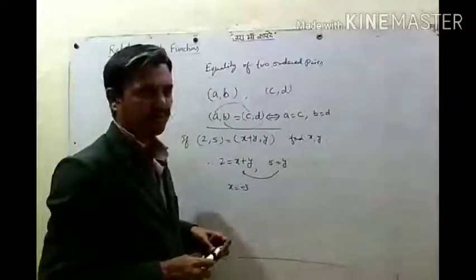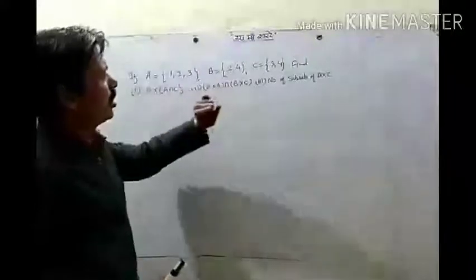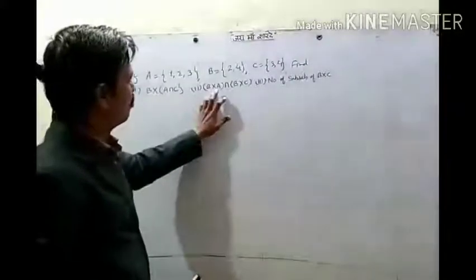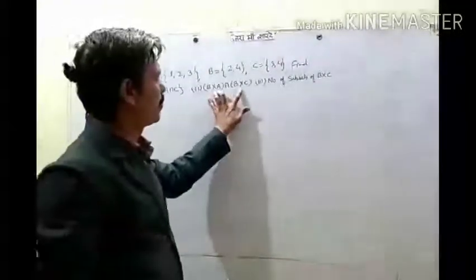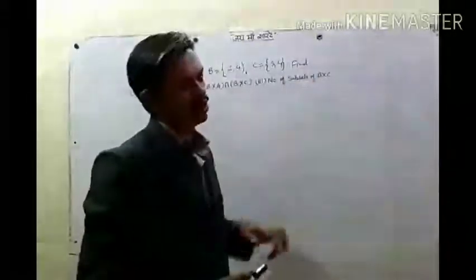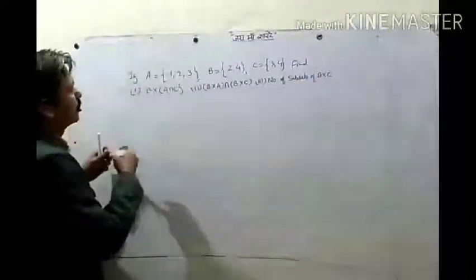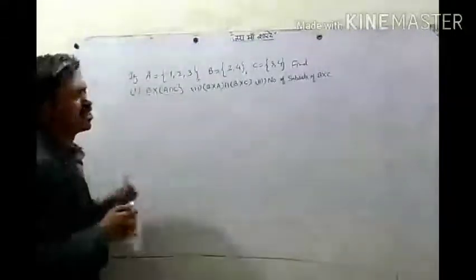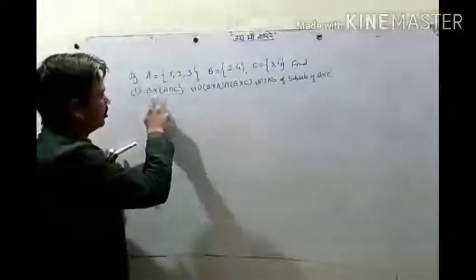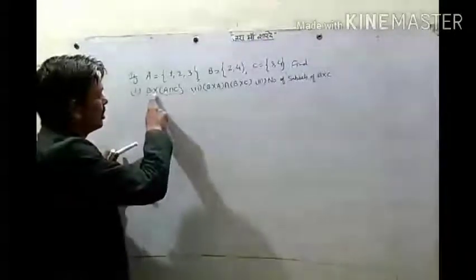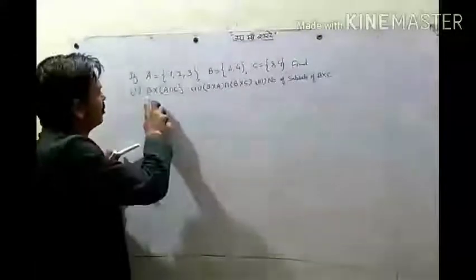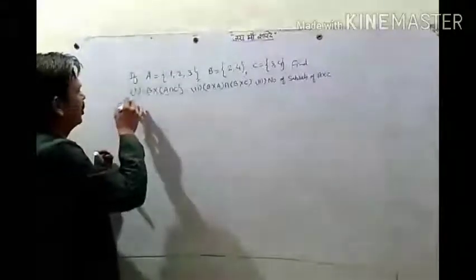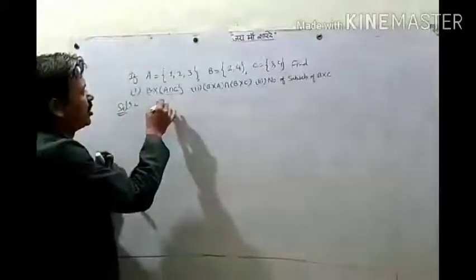Okay. You are given some sets A, B, C, and you have to find B cross (A intersection C), (B cross A) intersection (B cross C), and the number of subsets of B cross C. Okay, let's go. For the first question we need the Cartesian product of B and A intersection C. First we need these two sets. B we have, but A intersection C we don't have, so first we have to find A intersection C.